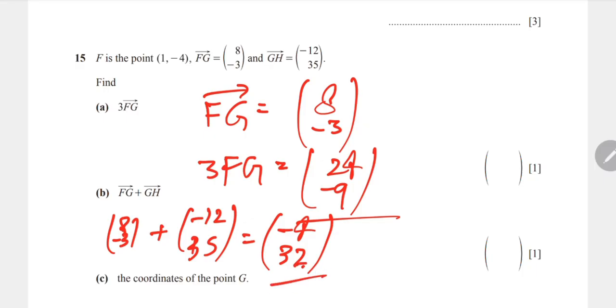The coordinates of the point G. Coordinates of point G. Okay. So actually we have FG and GH. The coordinates of G. Okay, F is already given. So what is G? Okay, just FG.